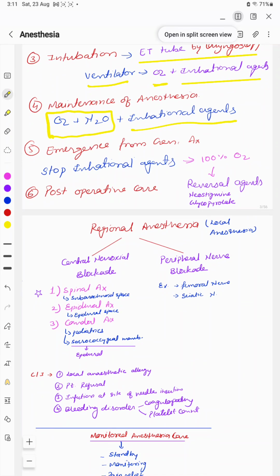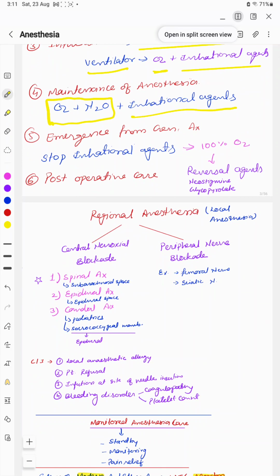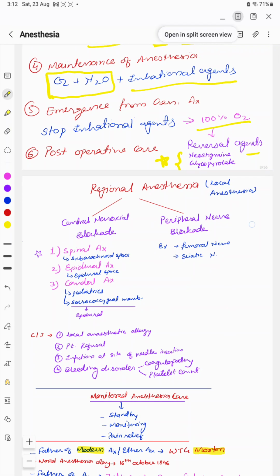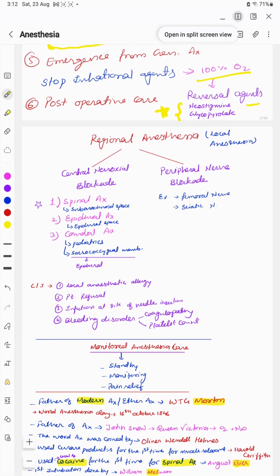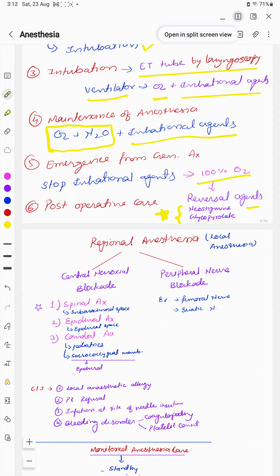They are the carrier gases. And emergency from general anesthesia: if you are unable to do intubation, what will you do? You stop the inhalational agent and give 100% oxygen, and you give the reversal agent. What is the reversal agent? Neostigmine and glycopyrrolate. This is important, you need to remember it from the exam point of view. Reversal agents are neostigmine and glycopyrrolate. After that you need to do postoperative care. Now we have seen the steps for general anesthesia.